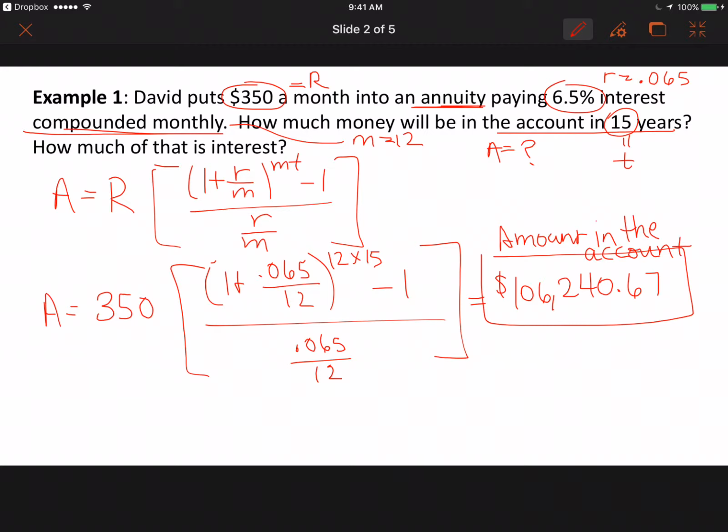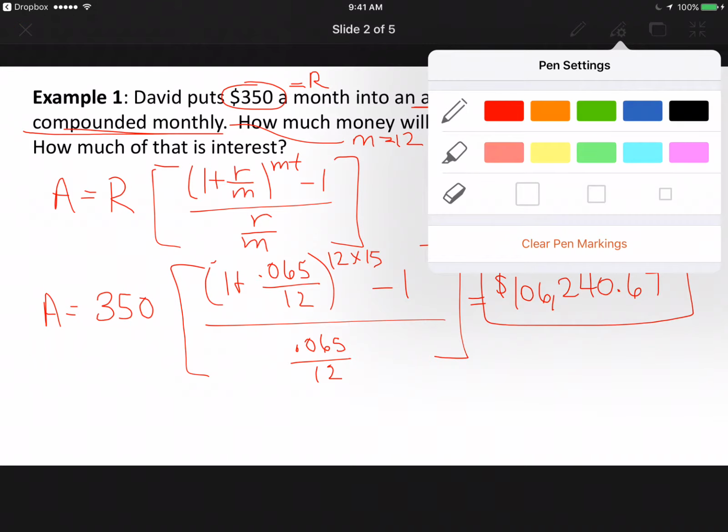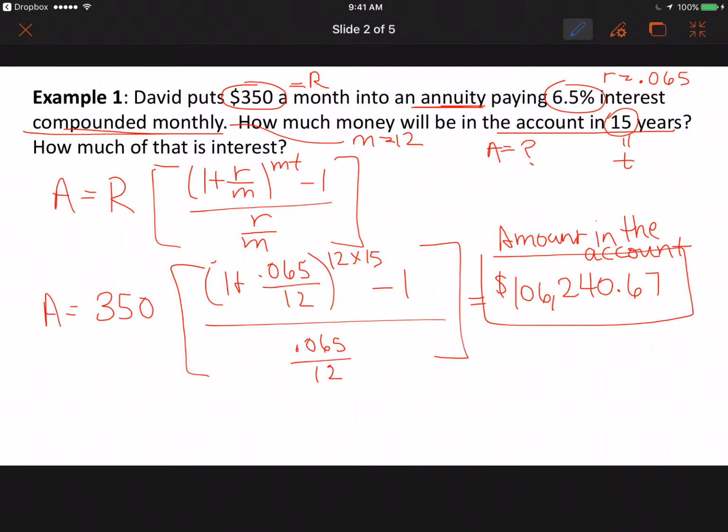So that answers the first question. The second question was to know how much of that is interest. All right, so interest is the extra that you get on top of what you've put in. So we first need to figure out what we've put in. So we've put in $350 a month for 15 years.